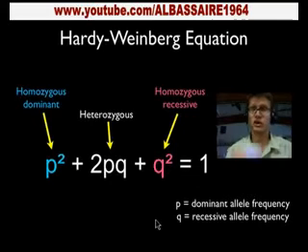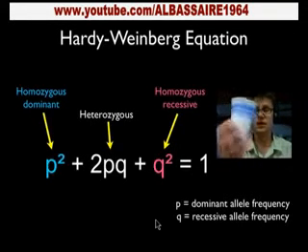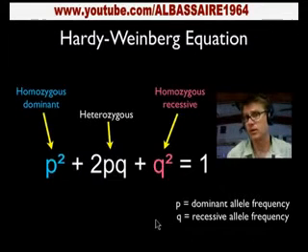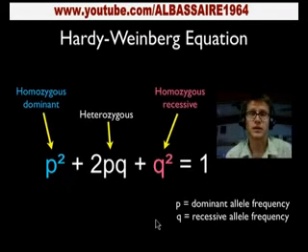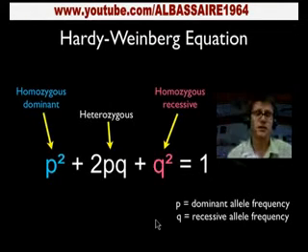If I put 50 beads of black and 50 beads of white in the cup, what's my P value? P value is going to be 0.5. What's my Q value? Q value is also going to be 0.5. In this lab, we always start with a P and a Q value equal to 0.5, or 50-50, half of each. So what does the equation even tell us then?